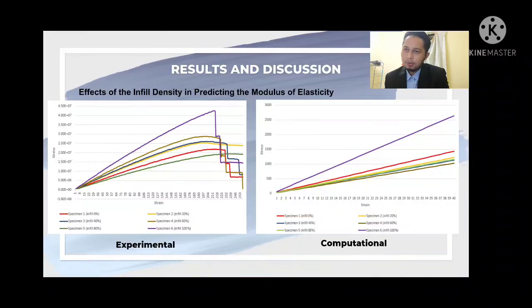The second graph is the computational data for the infill density test. The results that were run through ANSYS Workbench show the same trend of stress strain curve for the highest, which is at infill 100% for specimen 6. After that, it shows different results compared to the experimental. Infill 0% takes the second place and infill 20% takes the third place. The results were followed by infill 80% and infill 40%. Infill 60% is the last one on simulation stress data.